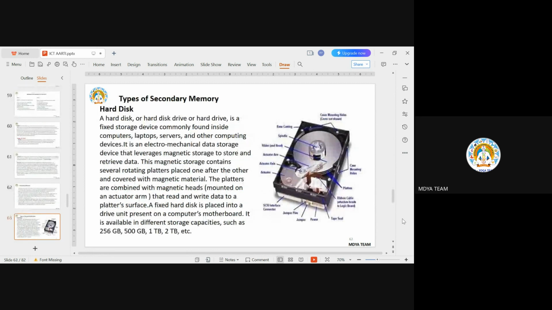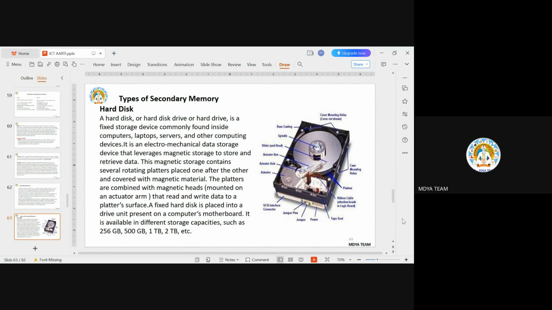Next is types of secondary memory. Now we will discuss the types of secondary memory. First one is hard disk. Hard disk, or hard disk drive, or hard drive, is a fixed storage device because it is fixed in the laptop or PC. That is why it is called a fixed storage device, commonly found inside computers, laptops, servers, and other computing devices.